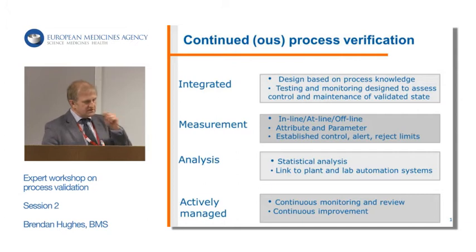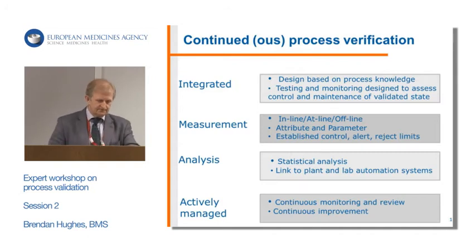So for both continued and continuous process verification, there are a few points we wanted to make that we think are important. These approaches are going to be integrated. It really needs to be firmly based on process knowledge, and the testing and monitoring programs, as I showed in a couple of examples, need to be fully integrated. We can only understand the overall process impact on CQAs if we're looking at upstream and downstream impacts on the product and understanding those parameters.